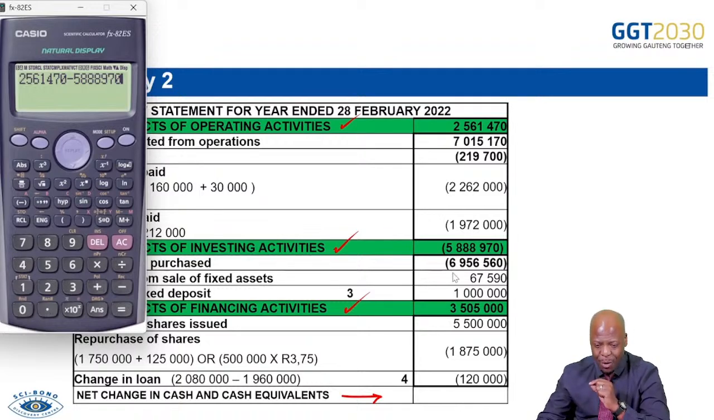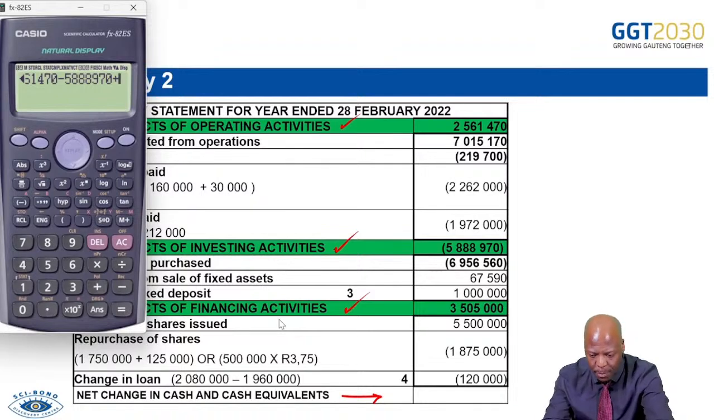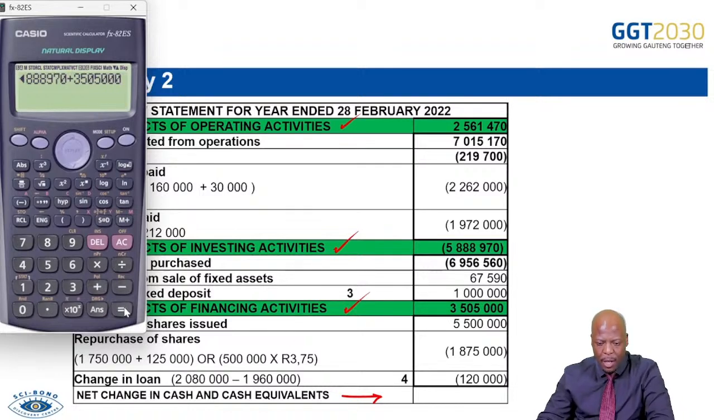What is the next thing now? Plus. Which one? The 3 million. The cash effects from financing activities. That is your 3,505,000. How much do we get? We end up with 177,500. That is my net change in cash and cash equivalents.